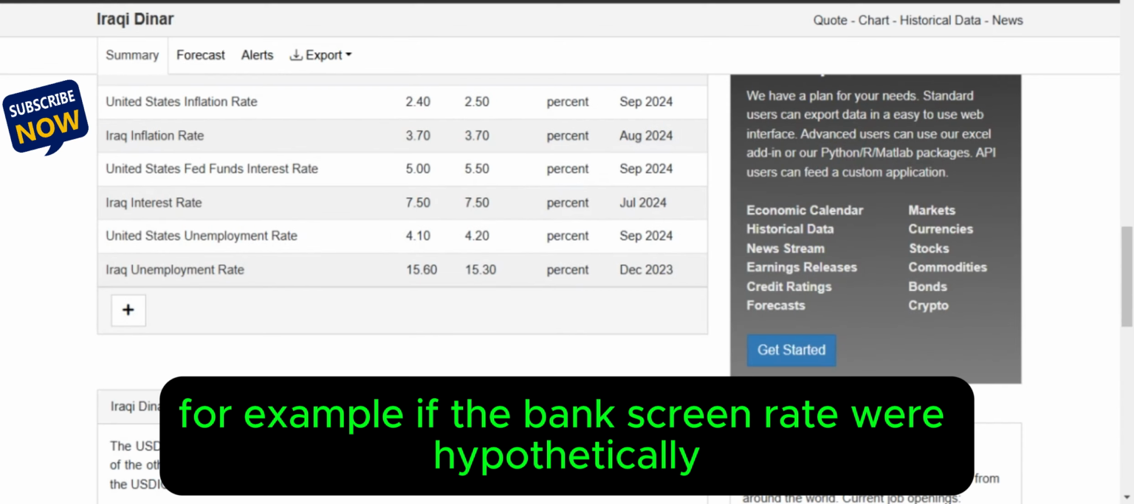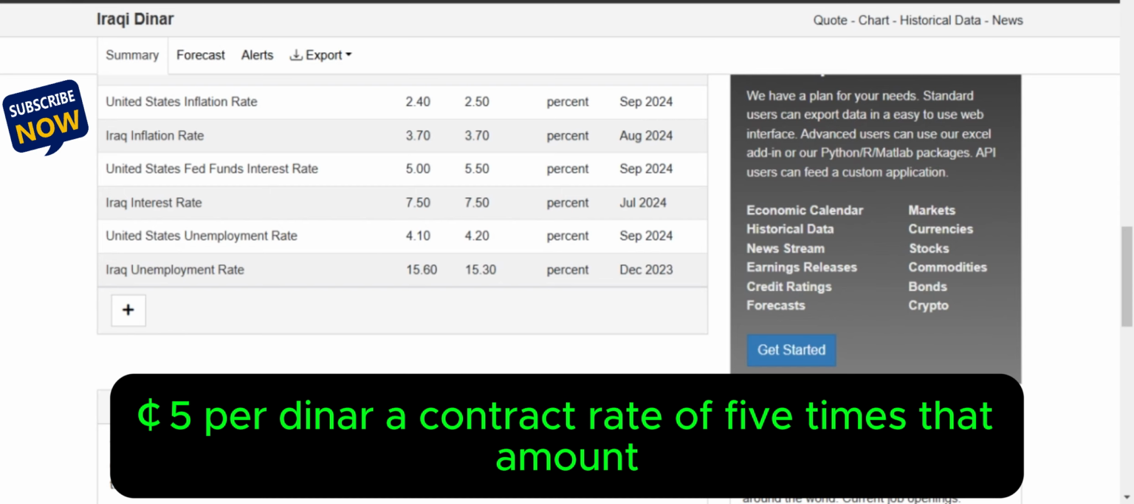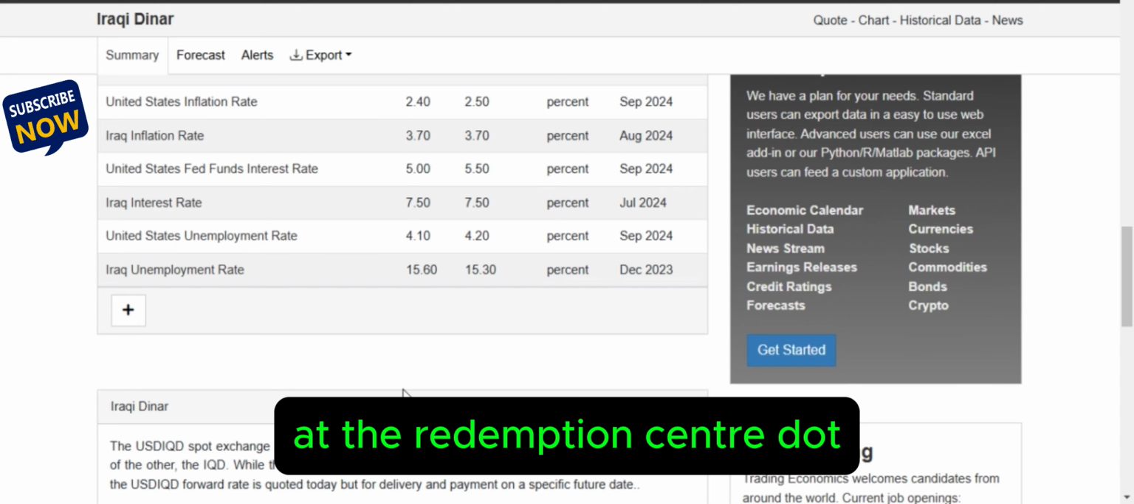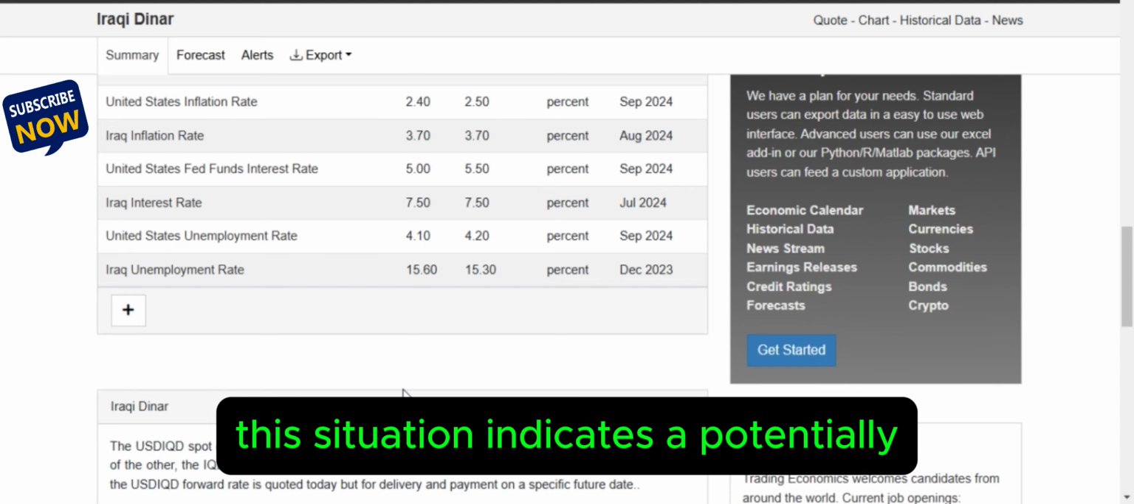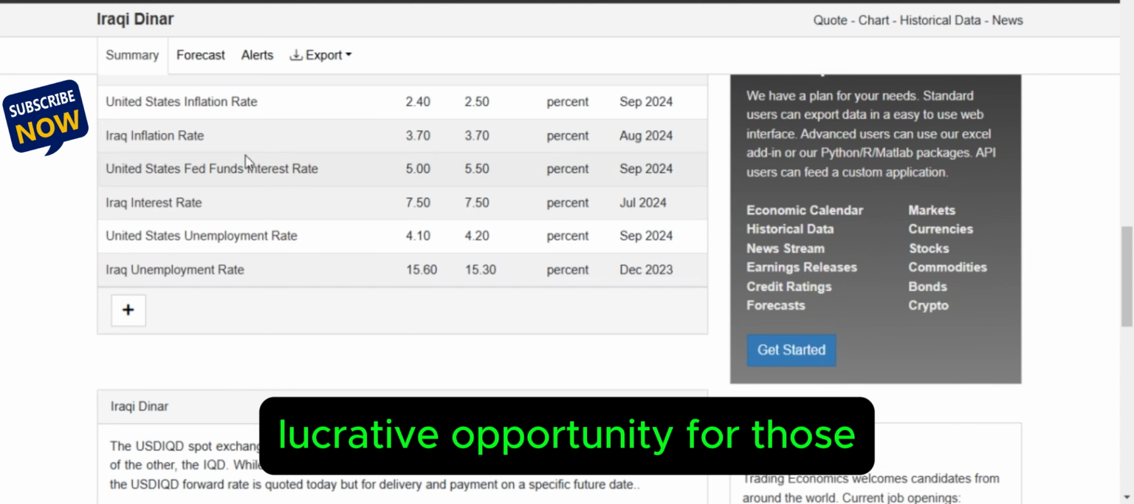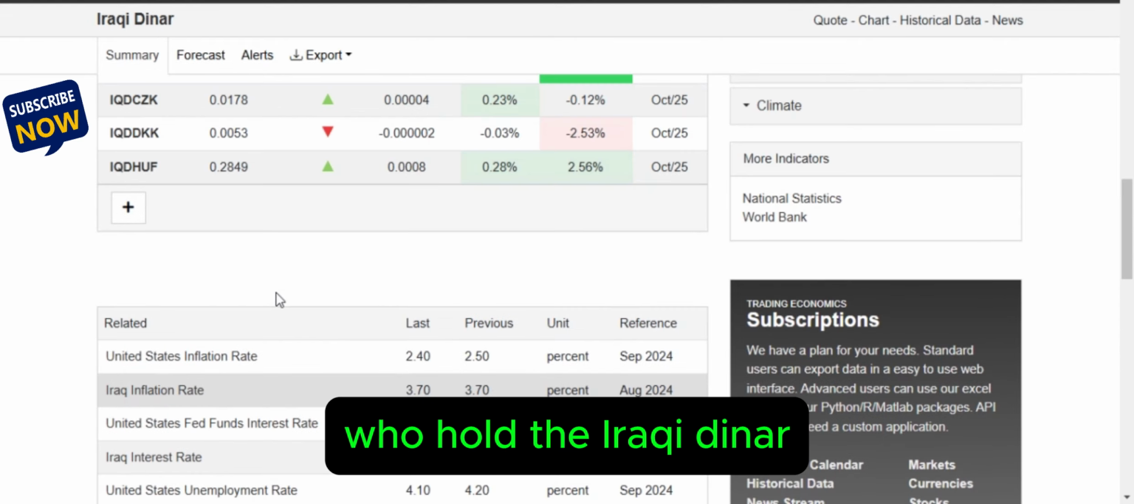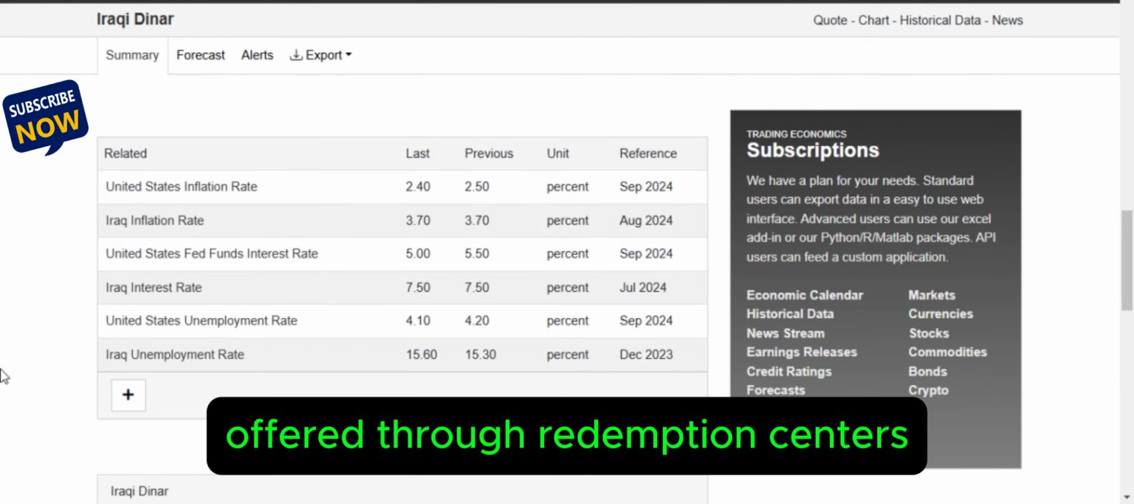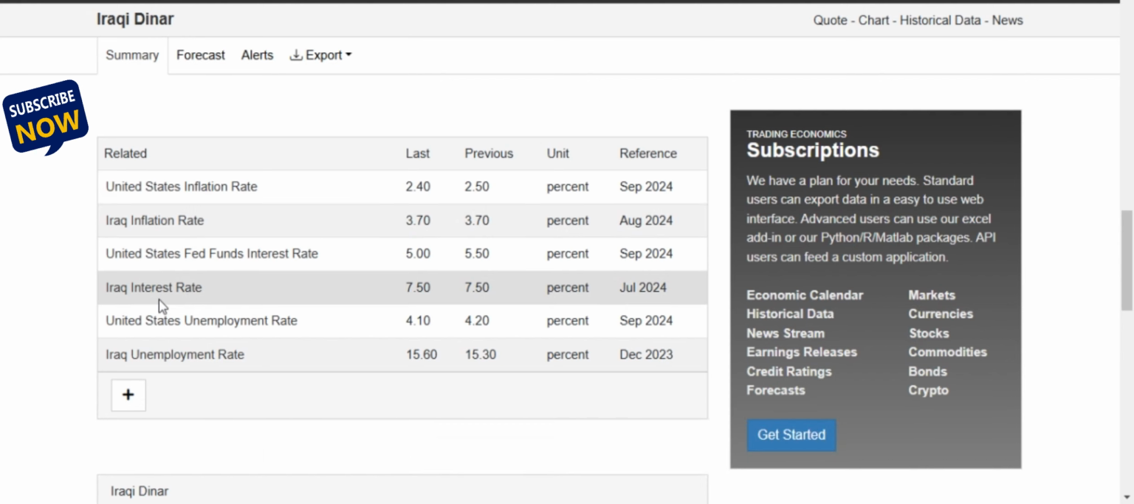For example, if the bank screen rate were hypothetically 5 cents per dinar, a contract rate of 5 times that amount would equate to 25 cents per dinar at the redemption center. This situation indicates a potentially lucrative opportunity for those who hold the Iraqi dinar and wish to capitalize on the higher exchange rate offered through redemption centers.